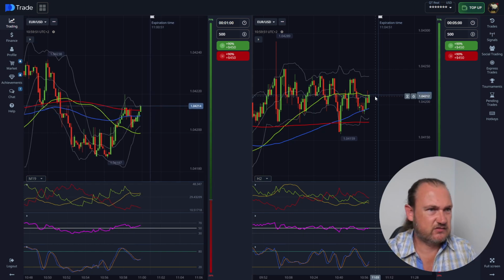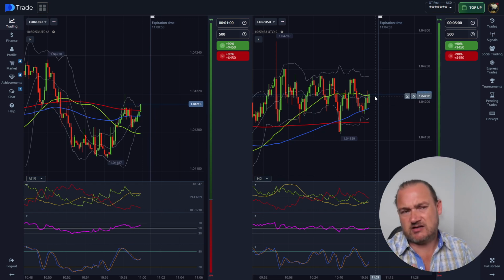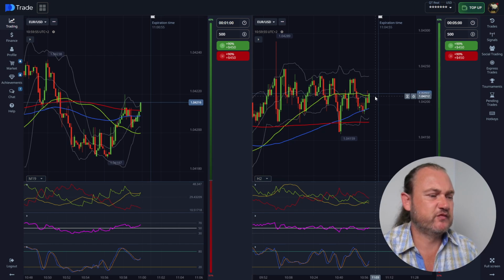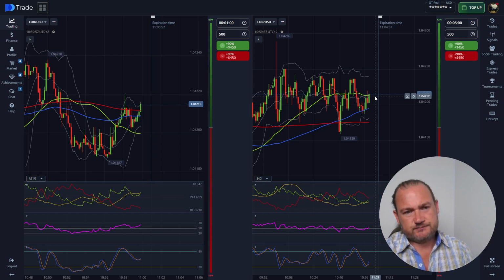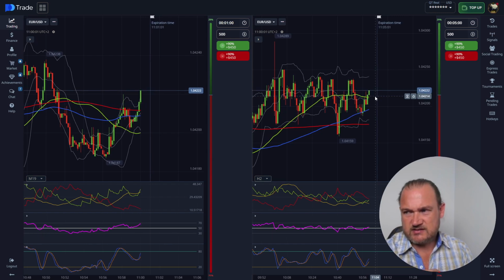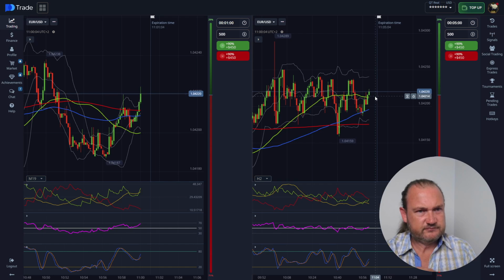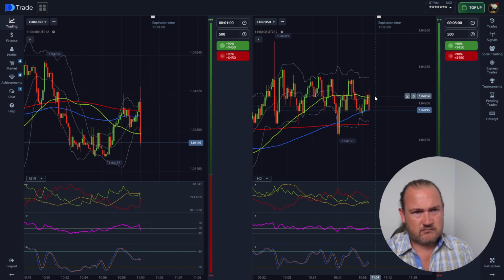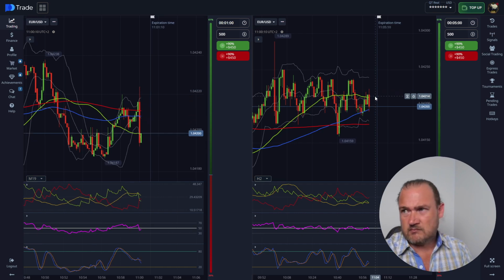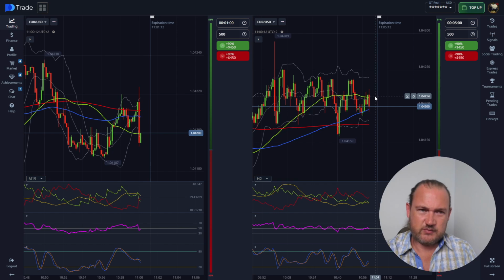Okay, let's see. Here we go. 10 seconds. We're going to get the data out. Although I really don't think we're going to see much movement. We shouldn't see a lot of movement right now. We're seeing some quick movement, but not big movement.